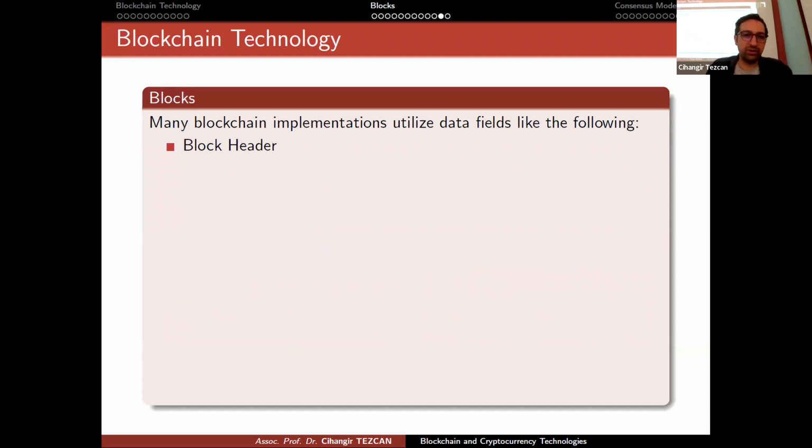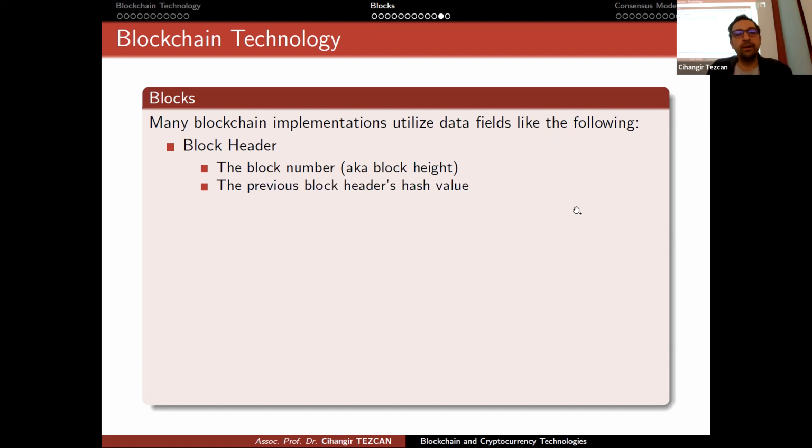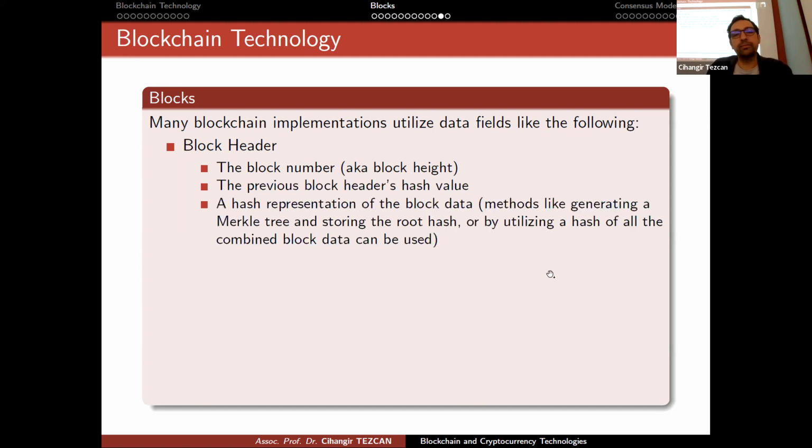So let's look at the structure of blocks. Generally, we divide blocks as block header and the block data. For the block header, we have things like the block number. In cryptocurrencies, this is also known as block height. It also contains the previous block header's hash value. Also, it contains the hash representation of that block. Again, there are different methods like generating a Merkle tree and storing the root hash, or utilizing a hash of all the combined block data.